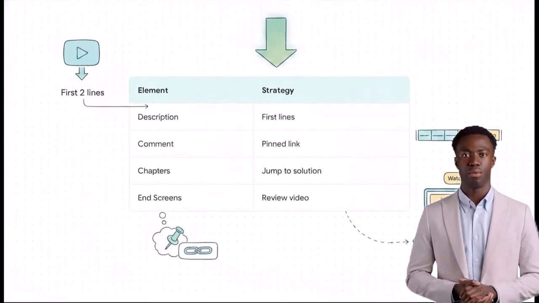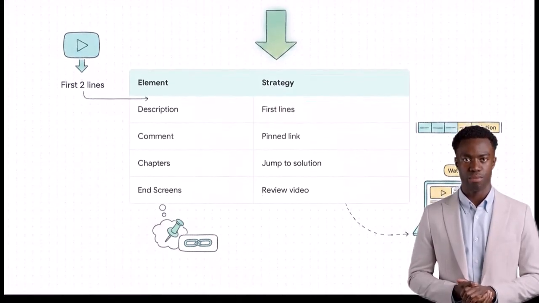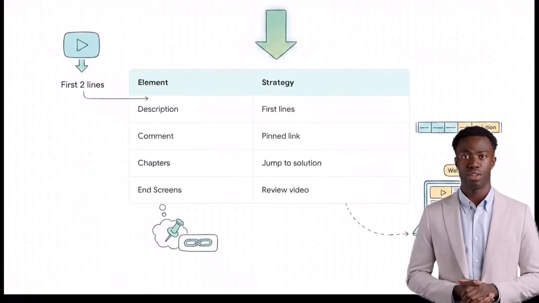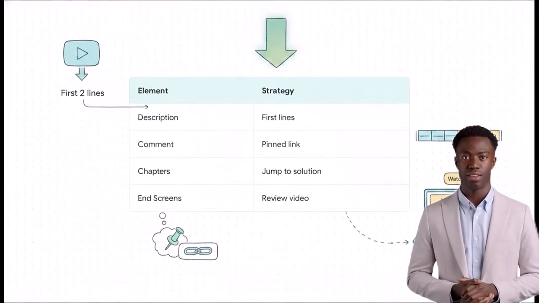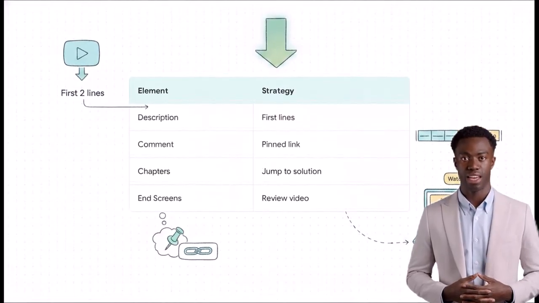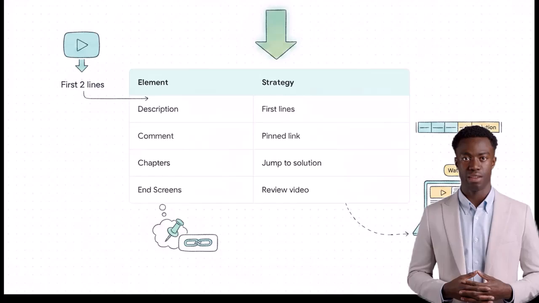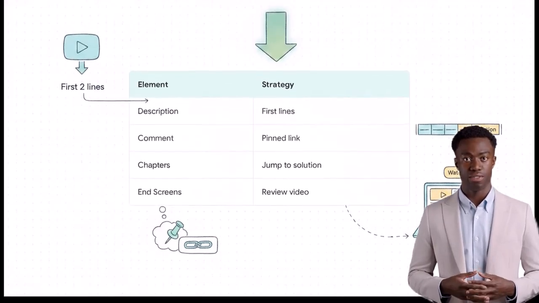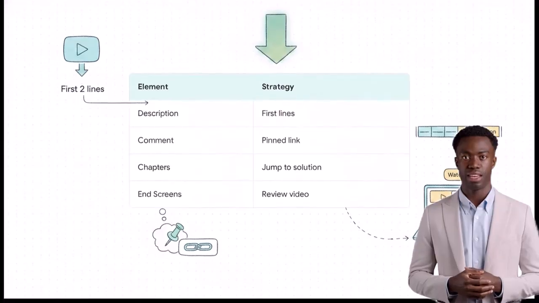Then drop a pinned comment reiterating that link with just a little bit of persuasive context. Use YouTube chapters so people can jump straight to the solution sections. Throw in end screens linking to a deep dive review of that same product to keep them hooked in your funnel. And hey, don't forget visual cues. A simple on-screen pop-up or a click the link arrow pointing down really reduces friction and nudges those passive viewers to finally take action.